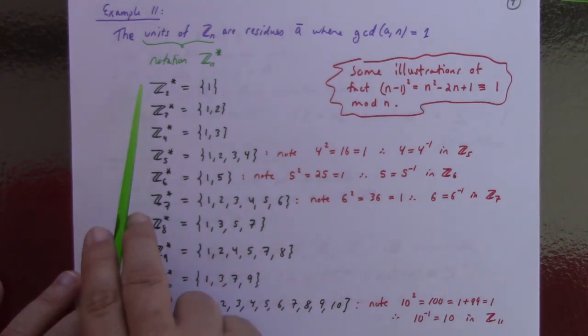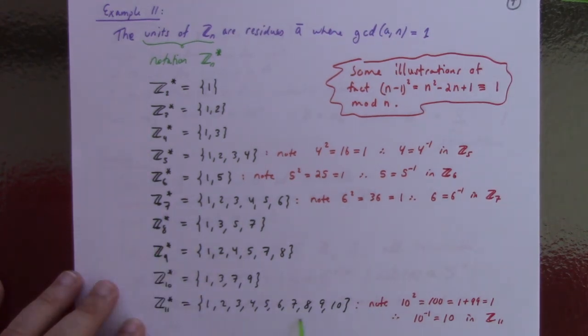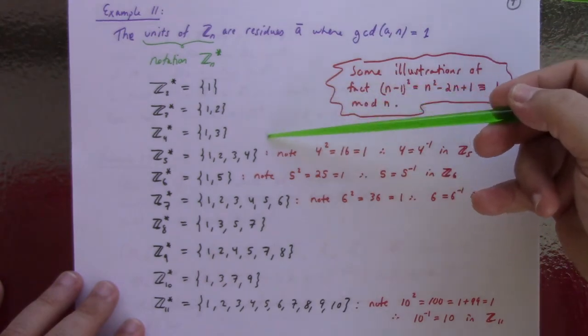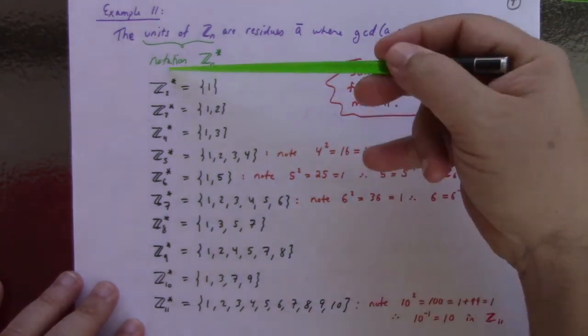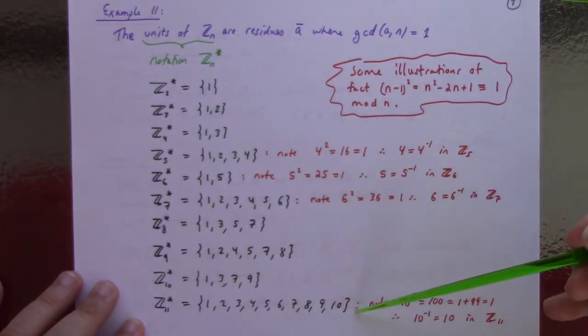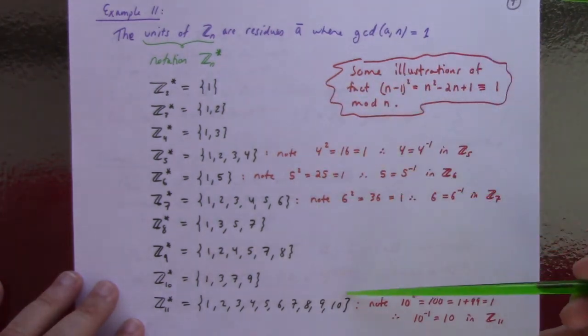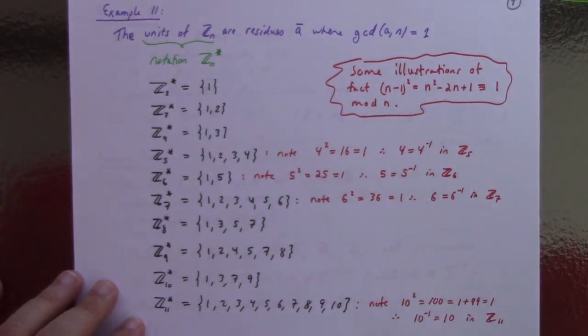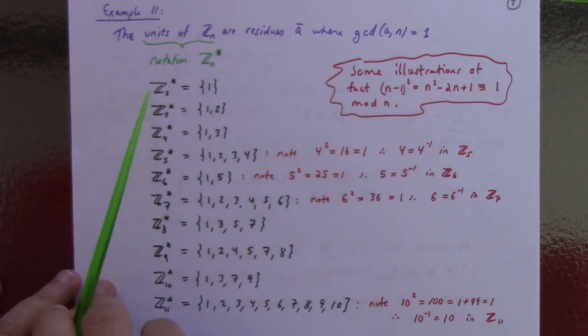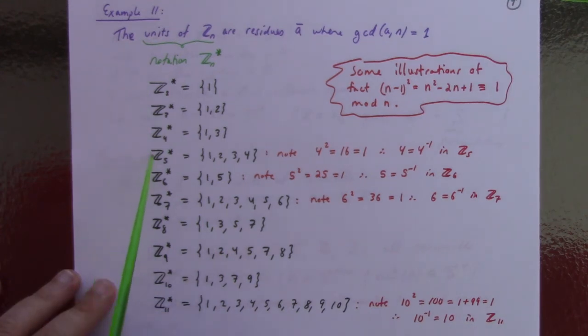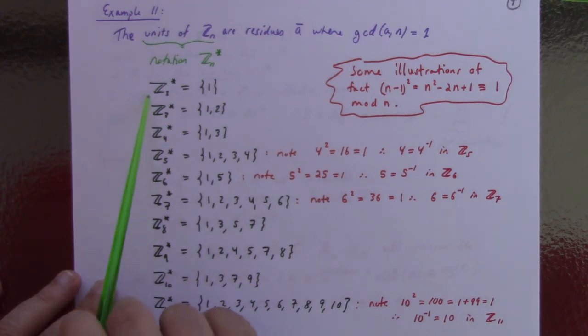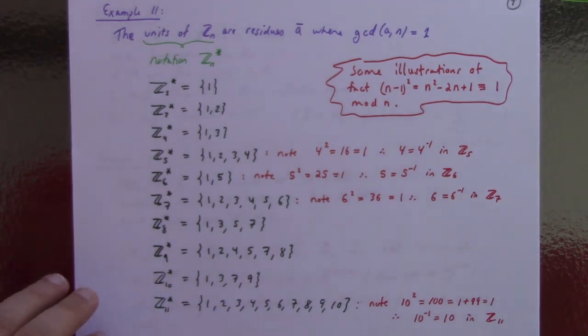But anyway, I thought it might be helpful for you to actually see them explicitly. These are the numbers which are relatively prime to n for each one, and these are precisely the residues which have inverses. We will soon learn that these form a group. Each one of these is in fact a group because, well, I'm getting ahead of the story a little bit, but in fact, groups.